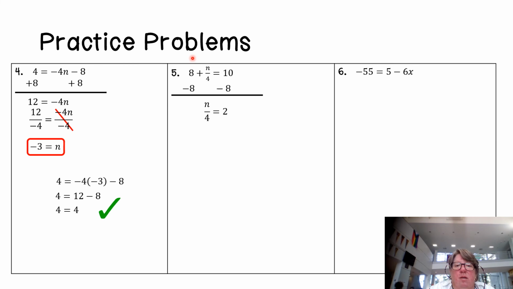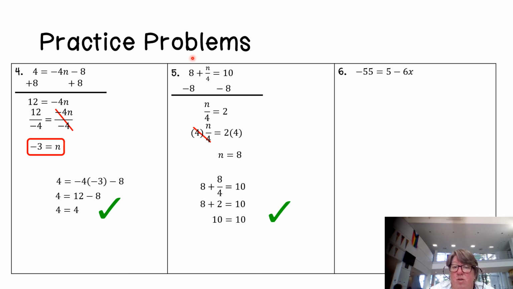Now we have this n being divided by 4. How we get rid of that 4 is we multiply both sides by that denominator. So we're going to multiply both sides by 4. So we end up with 4 divided by 4 is 1. We end up with n is equal to 8. We plug that back into our original equation. We simplify, we get a true statement. So we know n equals 8 is correct.